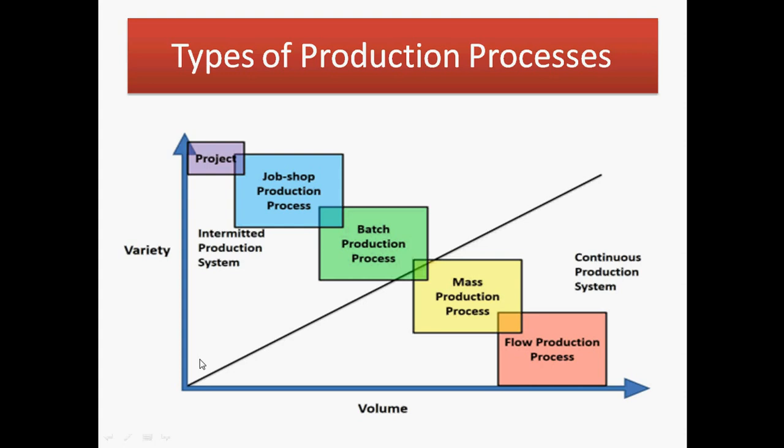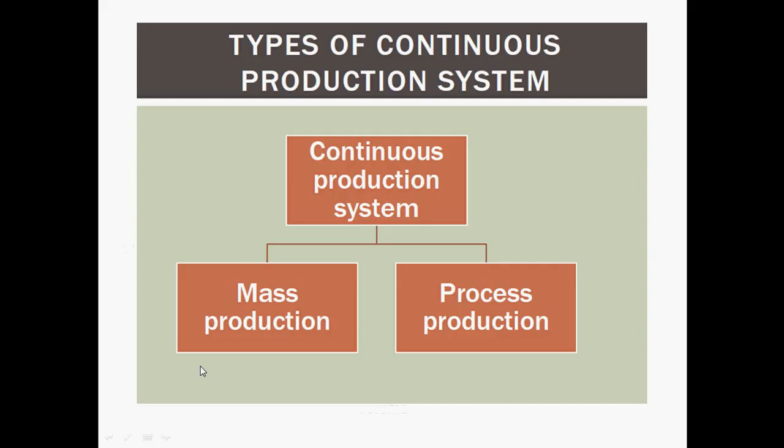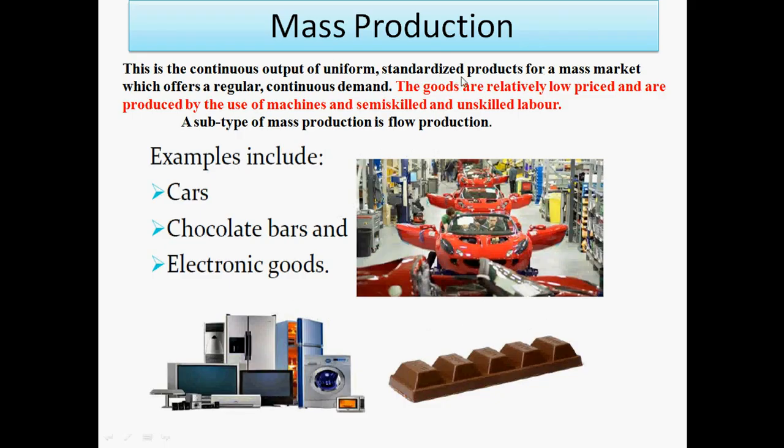Is it clear? Okay, so now we are going to the next point, that is the types of continuous production system. So here we look at the types. First of all, we look at continuous production. We already discussed it, so one by one we discuss mass production and then process production. Continuous production is mass production.